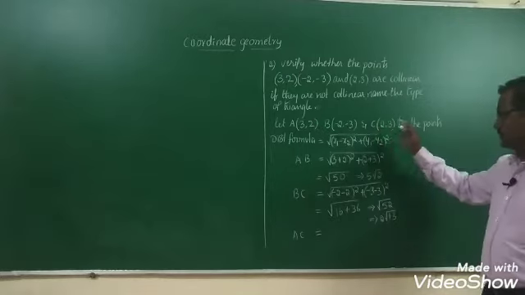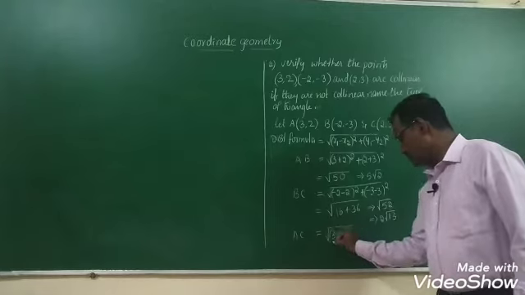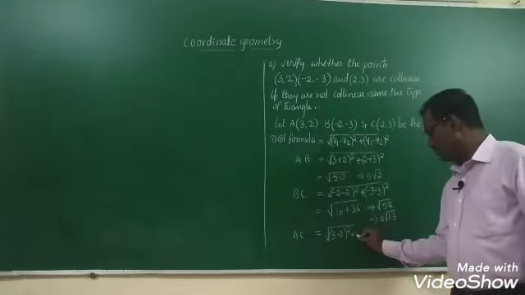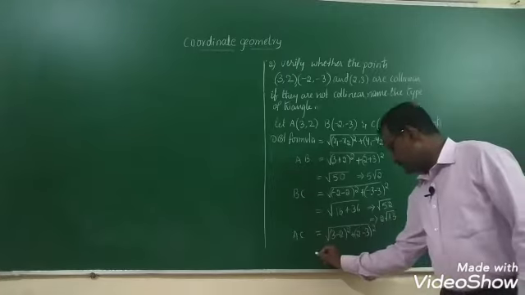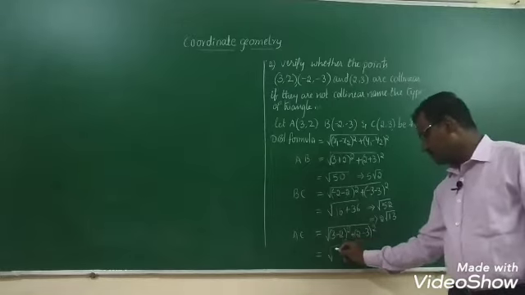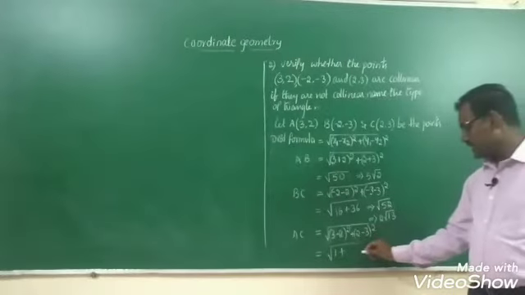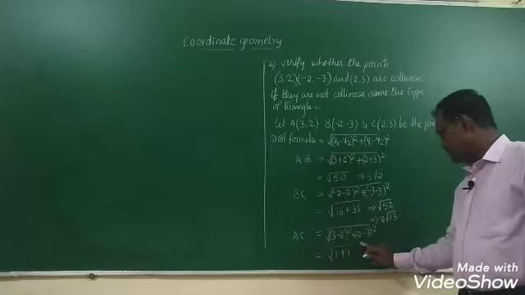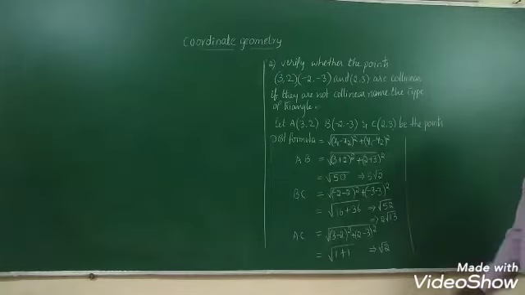Next, we have to find AC, where A is the first point and C the second point. x1 minus x2, (3 minus 2) whole square plus (2 minus 3) whole square. That is equal to root of 3 minus 2 is 1, 1 square is 1, plus 2 minus 3 is minus 1, minus 1 whole square is again 1. Therefore, that is root 2. Now we have three lengths AB, BC and AC.